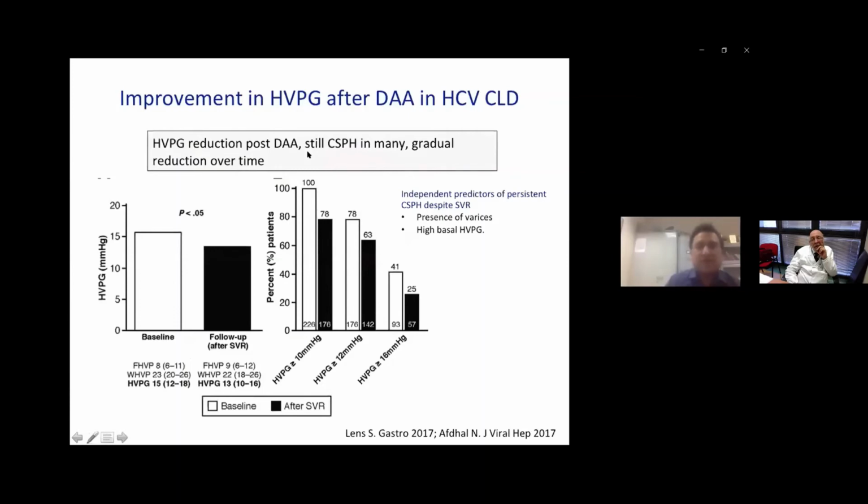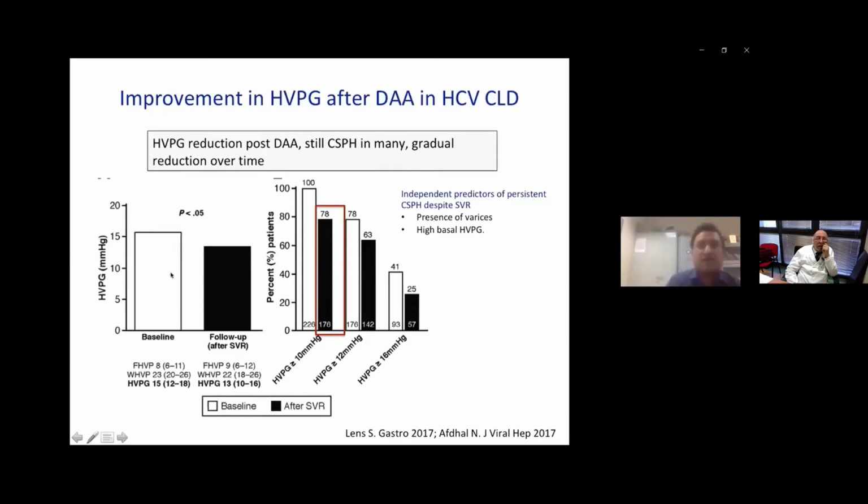So HVPG has been used as the surrogate marker for outcomes in patients with use of various drugs. In patients treated with direct-acting agents, it has been shown that after the virological achievement of SVR with the DAAs in hepatitis C related cirrhosis, there is a marked reduction in the HVPG. But still, you can see here that almost 78% of these patients remain at risk of having an HVPG of more than 10 even after the achievement of SVR, and they are at risk of developing clinical decompensation and hepatocellular carcinoma.